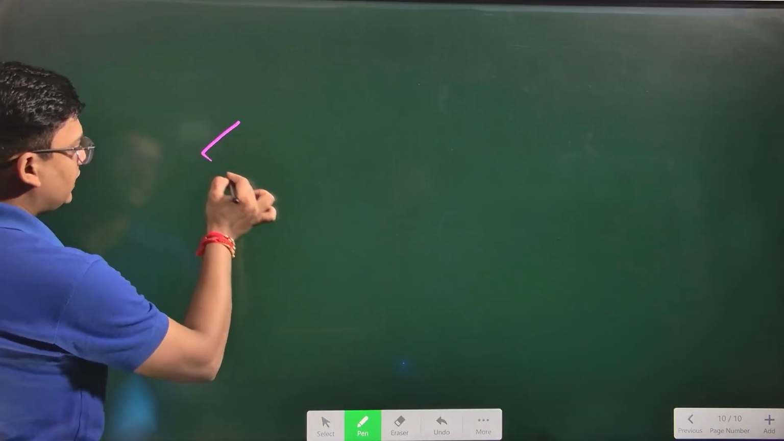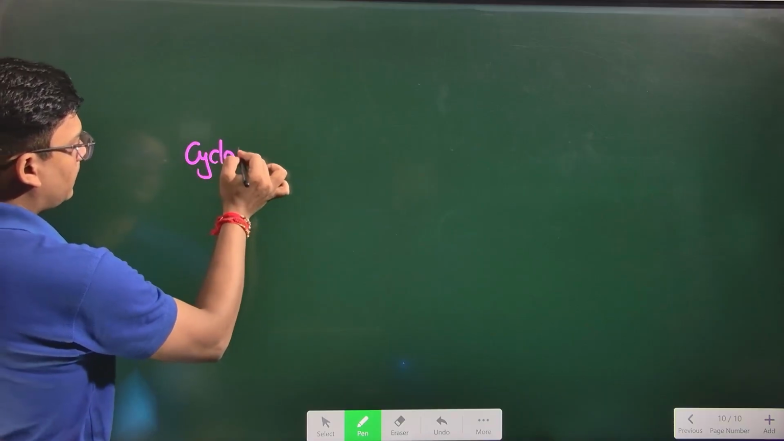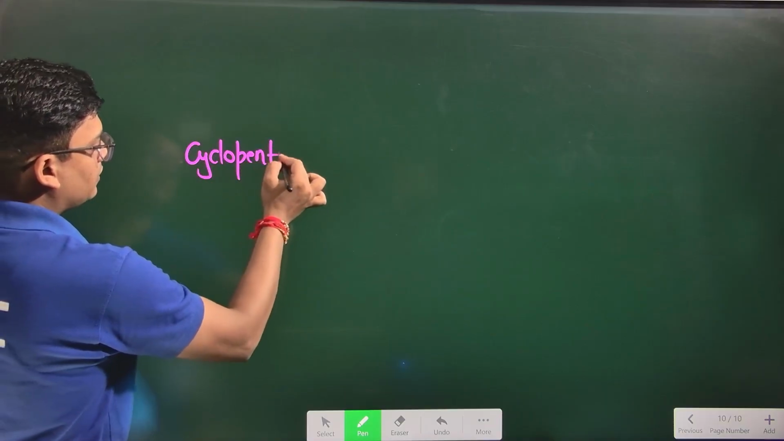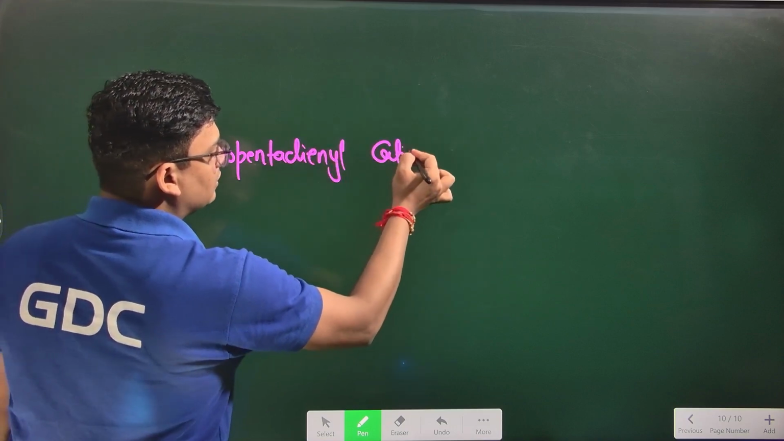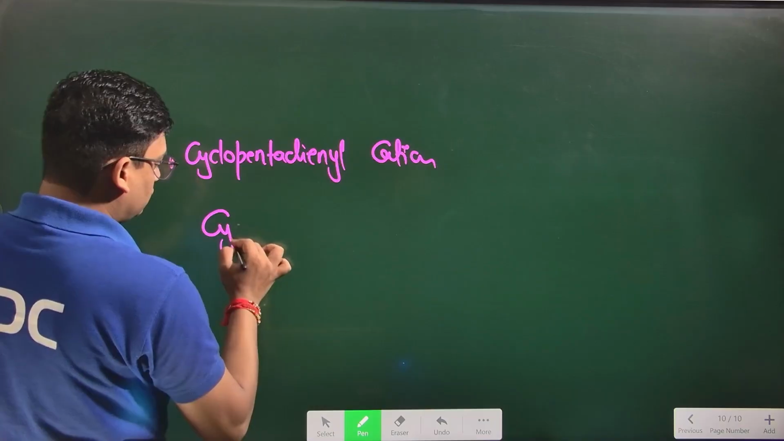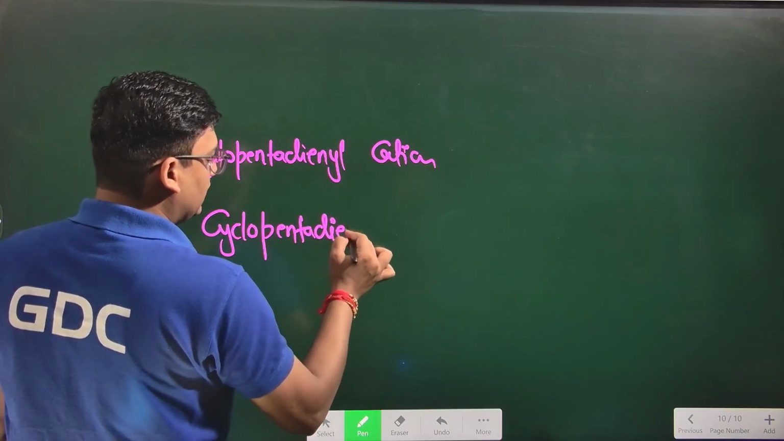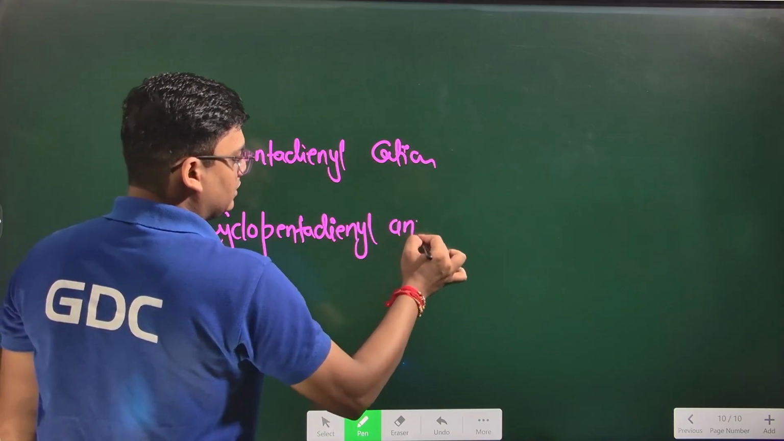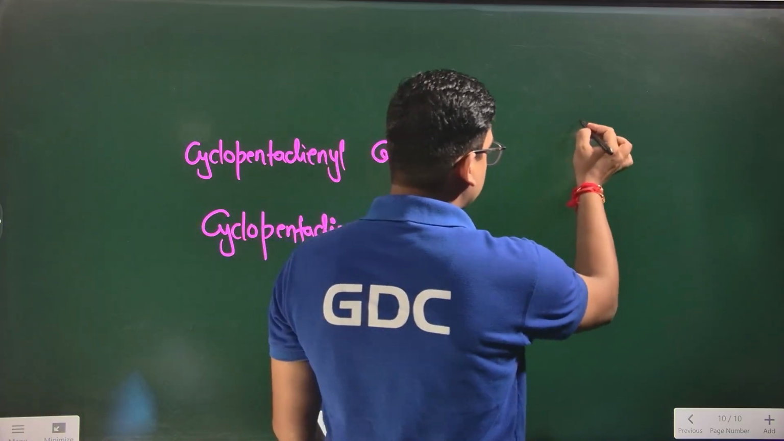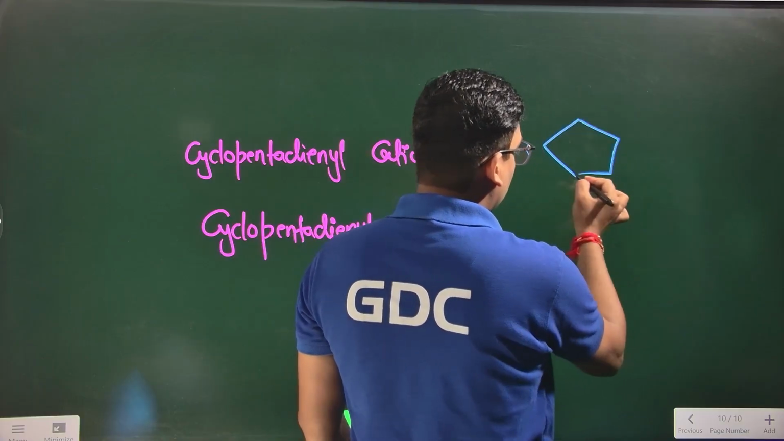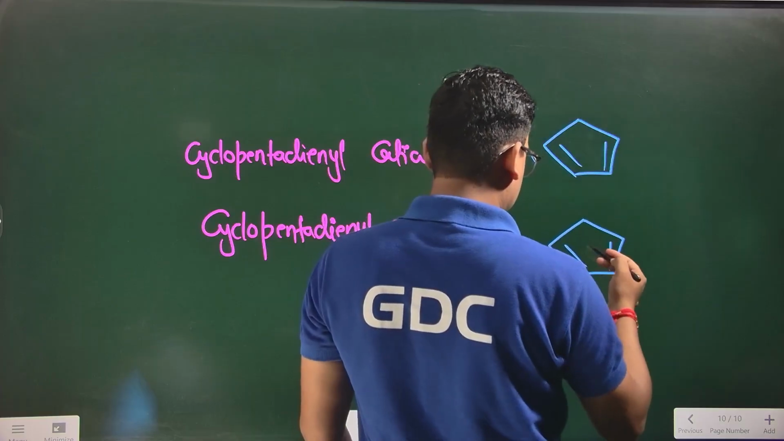Like we are having cyclopentadienyl cation and cyclopentadienyl anion. Which will be more stable? What do you think, guys?